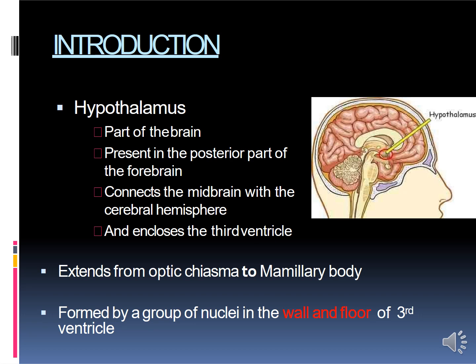What is the hypothalamus? It is a part of the brain. It is present in the posterior part of the forebrain. It connects the midbrain with the cerebral hemisphere and encloses the third ventricle. It extends from the optic chiasma to the mammillary body, formed by a group of nuclei in the wall and floor of the third ventricle.